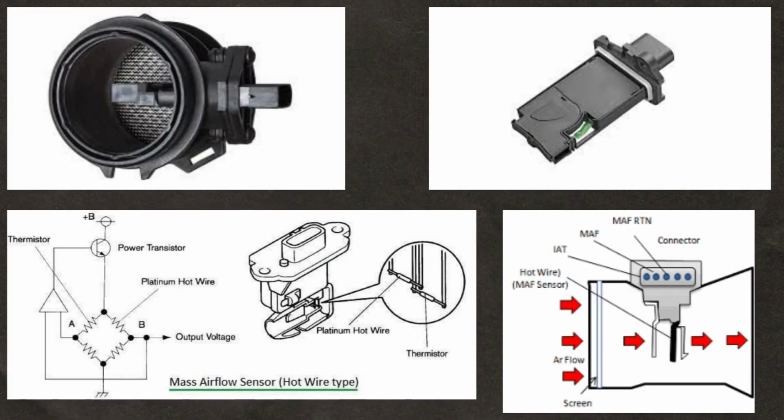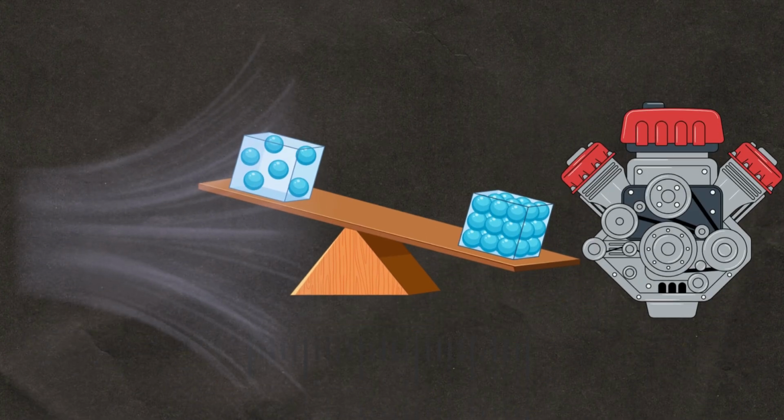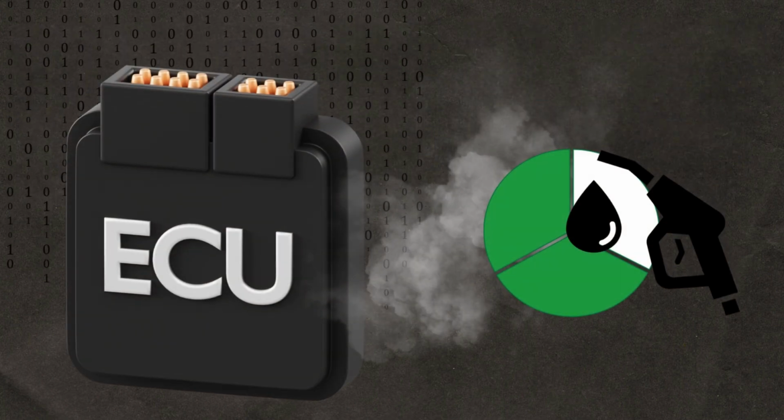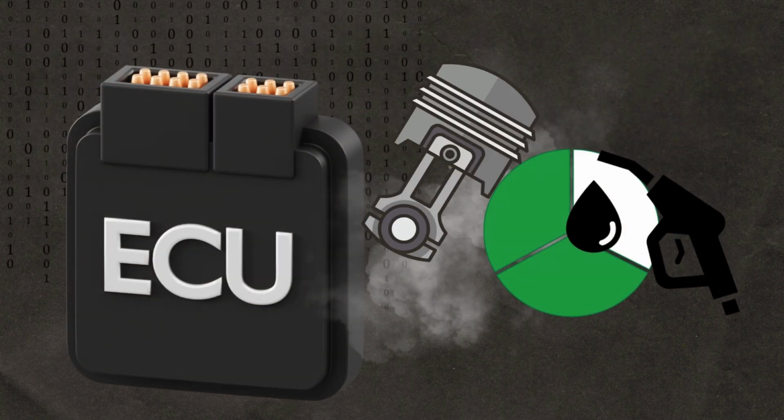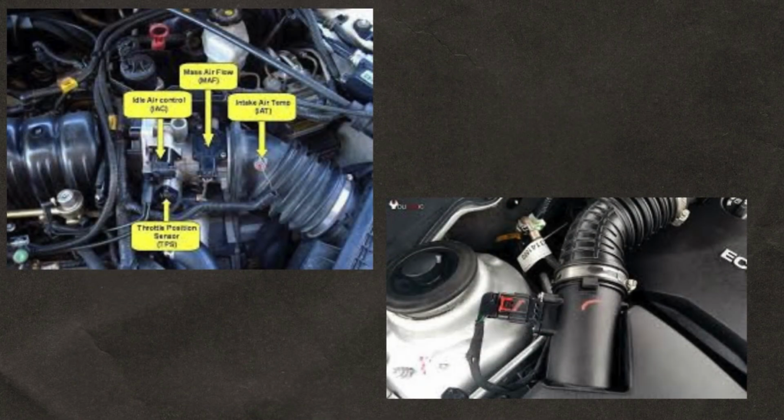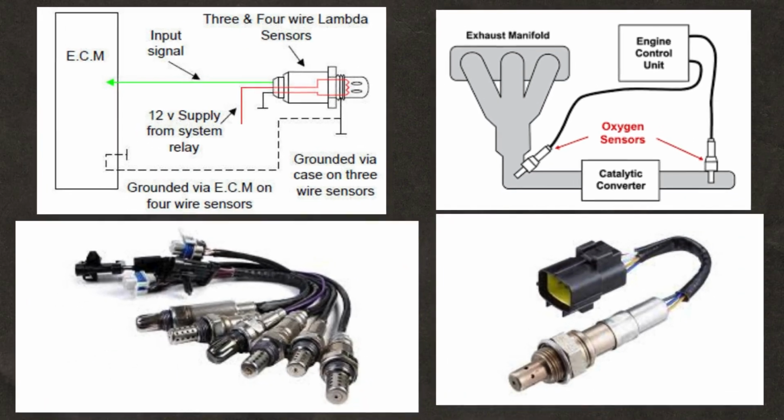Mass airflow sensor (MAF) measures the mass of air entering the engine. Critical for calculating the proper air-fuel ratio for combustion by providing real-time air intake data to the ECU. Usually located between the air filter and the intake manifold.